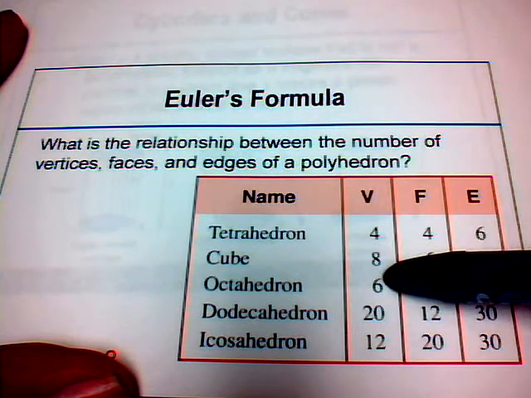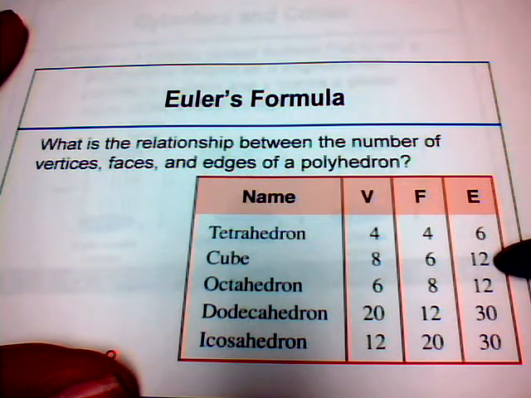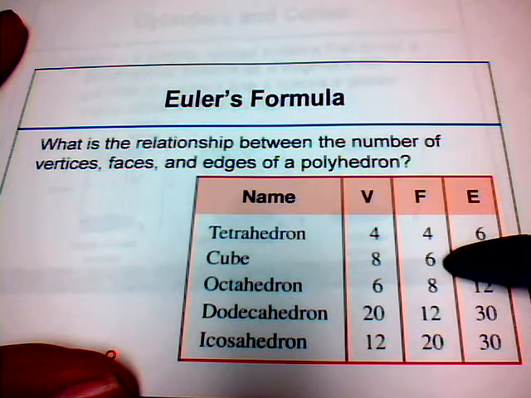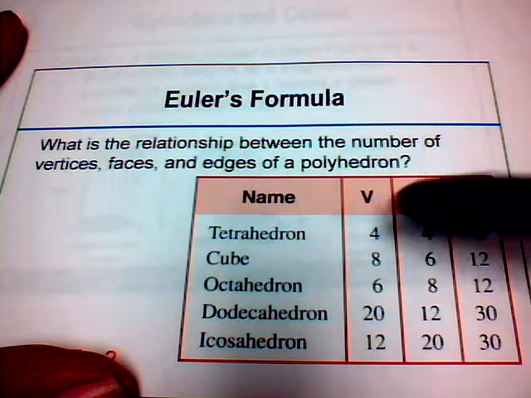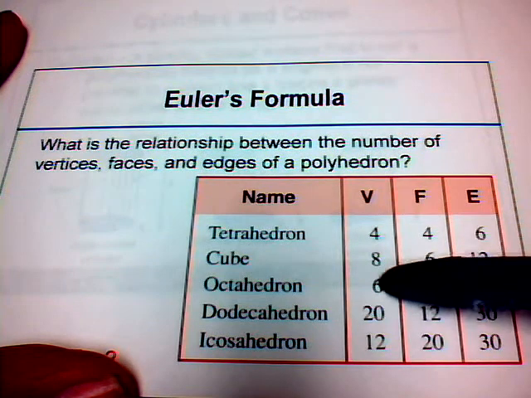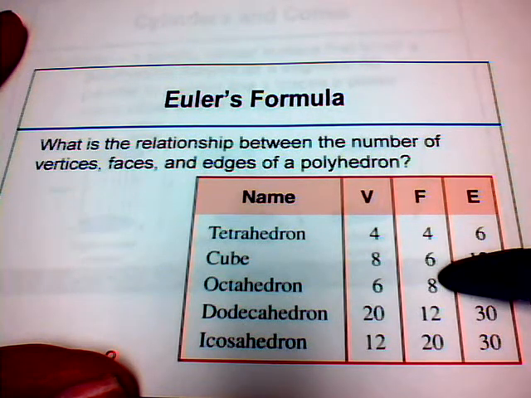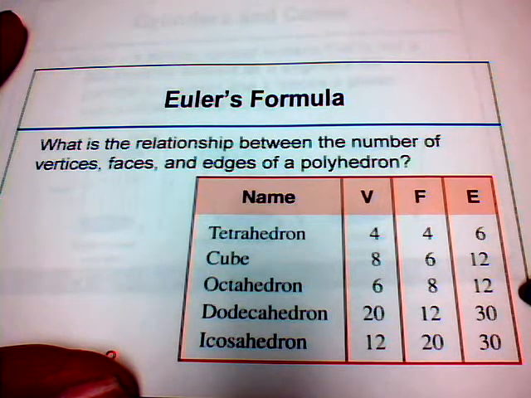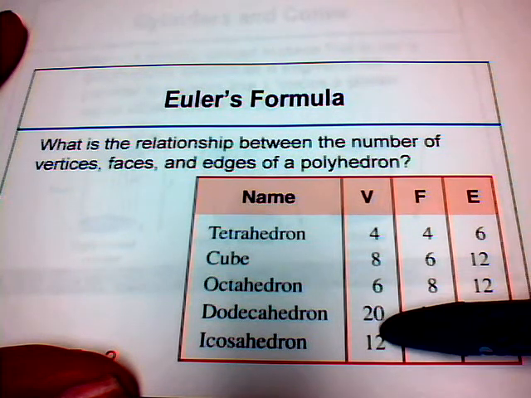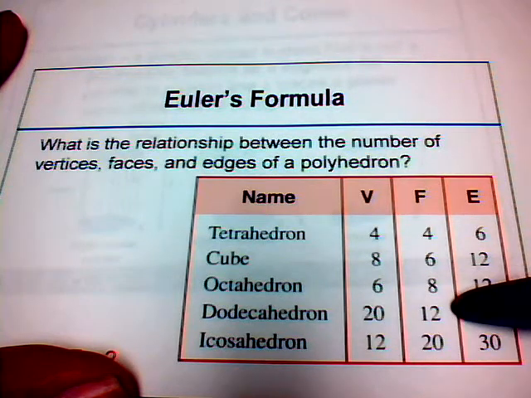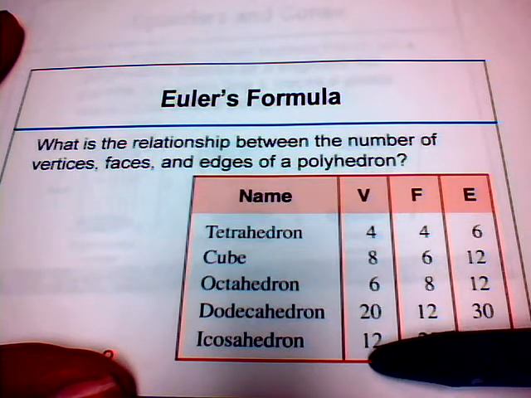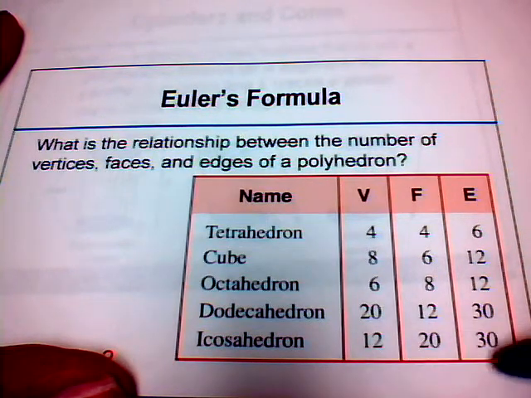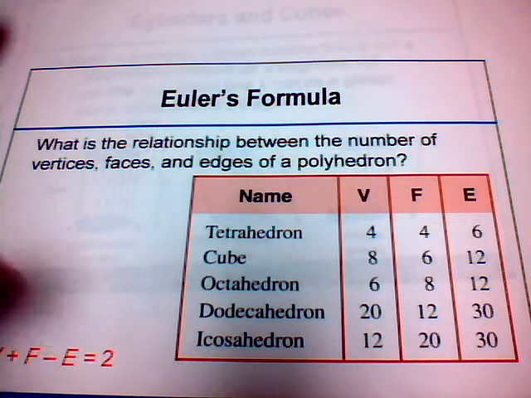In a cube, you have 8 vertices, 6 faces, 12 edges. Add 8 plus 6, you're going to get 14. 14 minus 12 will also give you 2. And in the octahedron, if you use this pattern of adding 6 and 8, you'll get 14. 14 minus this 12 will give you 2 as well. And the same for the dodecahedron. 20 plus 12 is 32. 32 minus 30 will give you 2. And the icosahedron will be 12 plus 20 is 32. Minus 30 will also give you 2 as well.